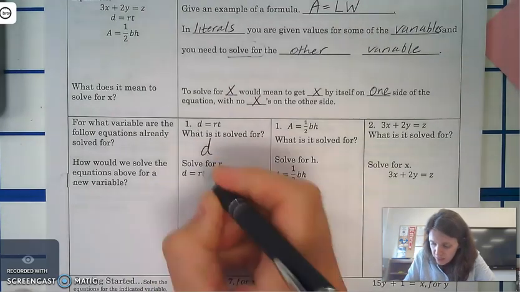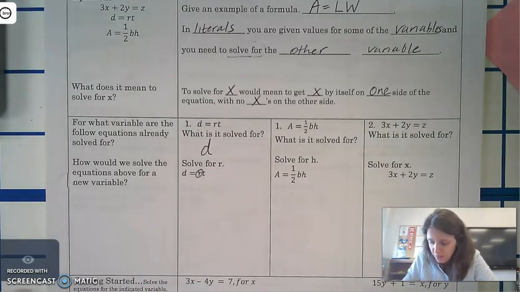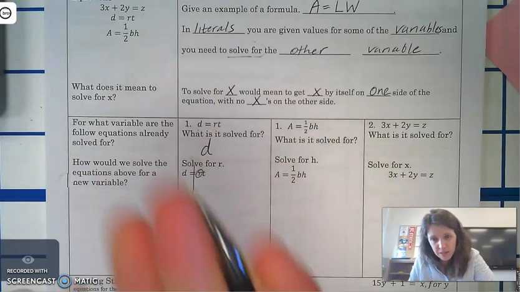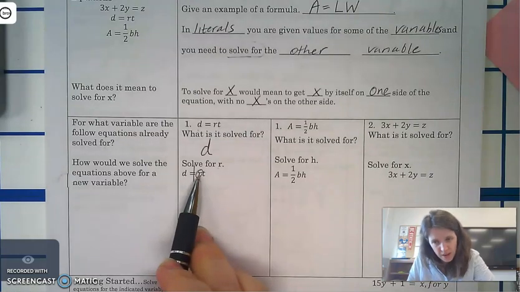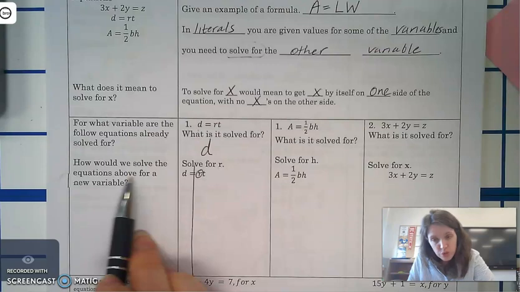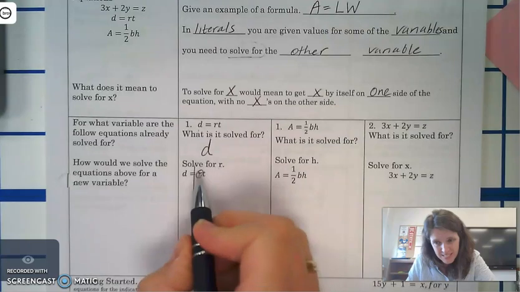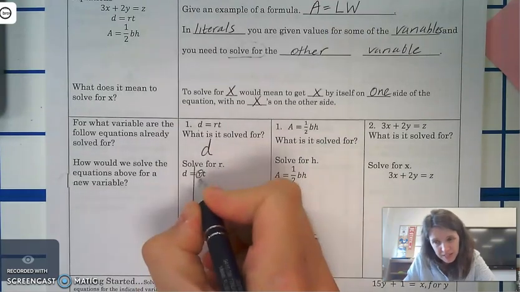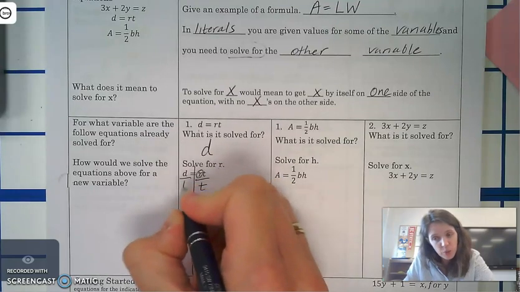So one thing that I do that I think helps some students is I circle the letter that I'm solving for. You don't have to do this, but I think it helps to keep it in your mind that you are not going to move that letter. So essentially, you're saying, okay, the r is the one that I want to be by itself, so I need to get everything else away from it. So how would we solve the equation above for a new variable, the new variable being r here? Well, r is multiplied by t, so the opposite of multiplying is dividing. So I'm going to divide each side by t, just like I would if that were a number.